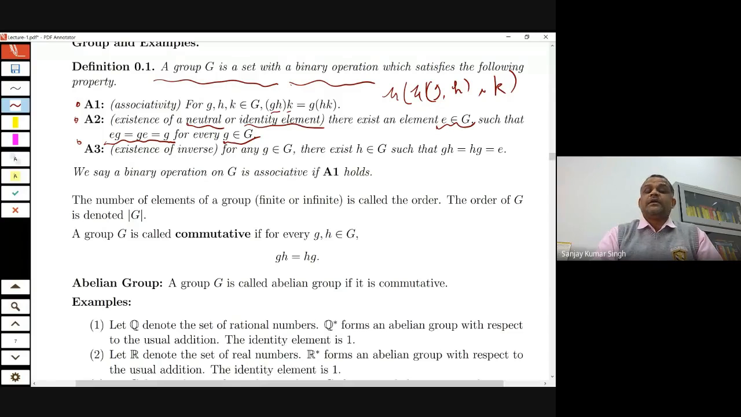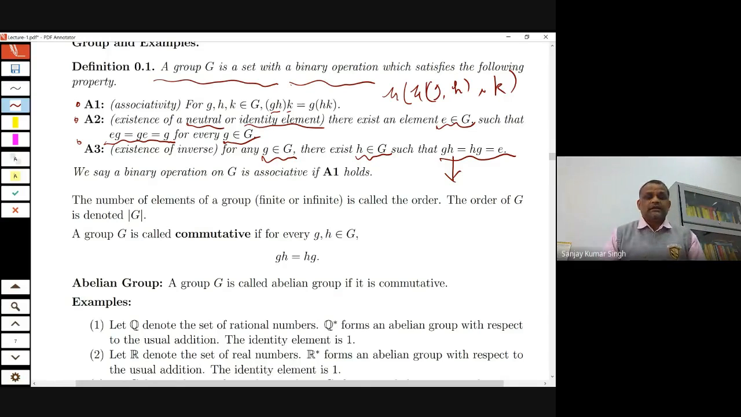And third, it demands that whenever you have an element G in capital G, then there exists an element H in capital G such that GH equals HG equals E. In my example, whenever you rotate 90 degrees, then you can rotate back in the different direction by 90 degrees, and you can achieve this element H for any G.